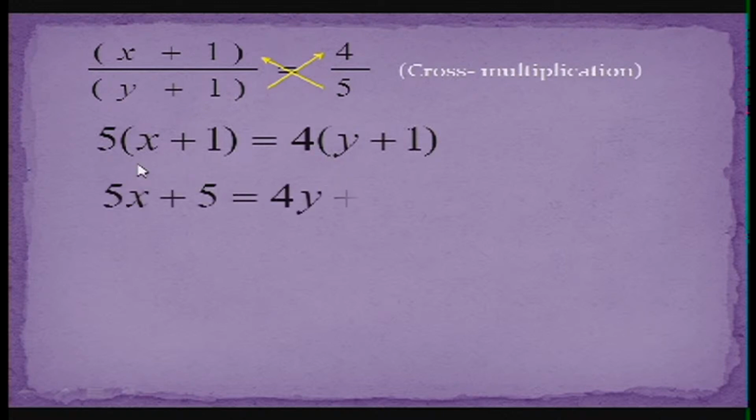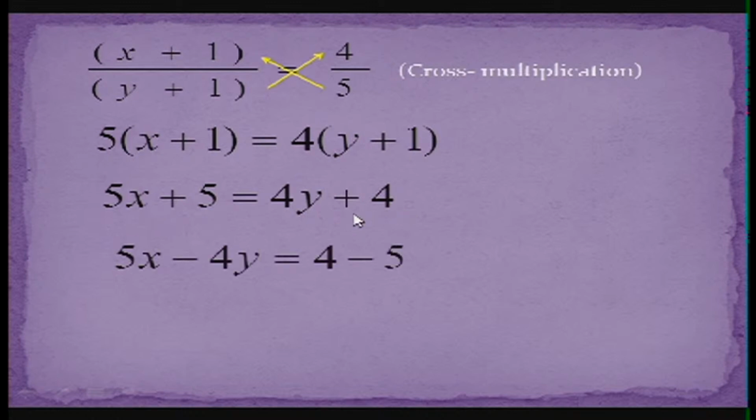Then we open the brackets by multiplying 5 times of (x plus 1) as 5 into x gives me 5x, 5 ones are 5, and 4 times of y gives me 4y, 4 into 1 gives me 4. So, we get 5x plus 5 is equal to 4y plus 4.